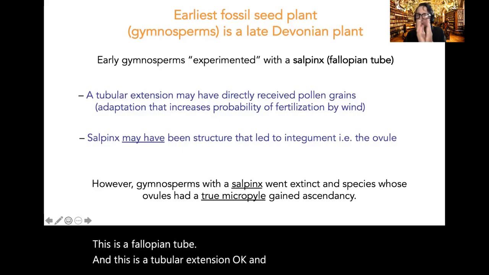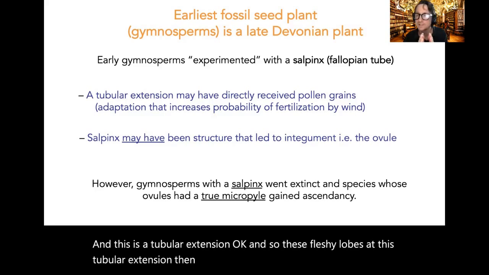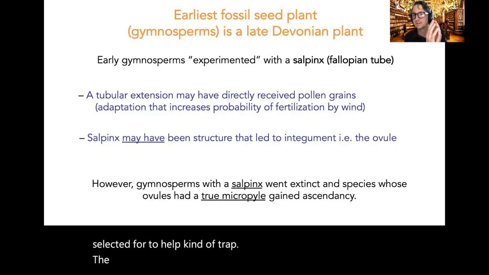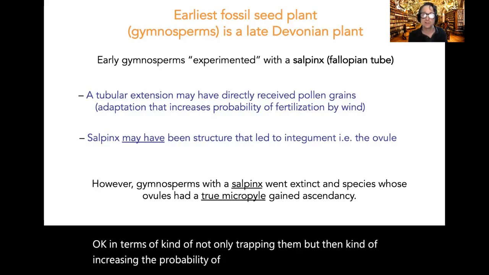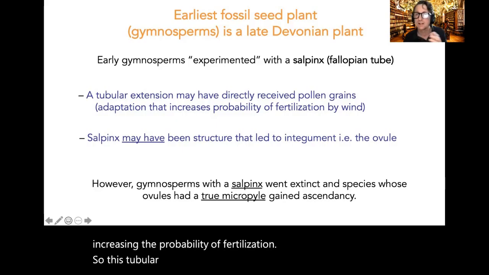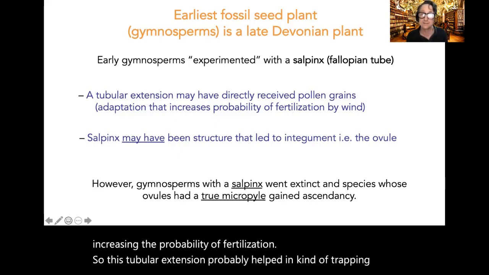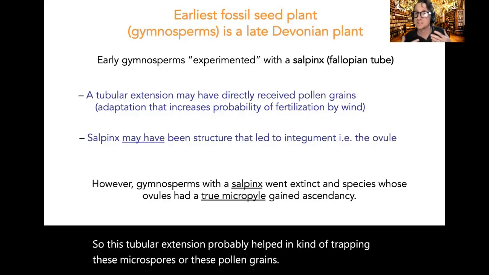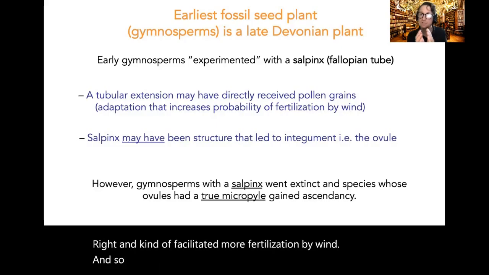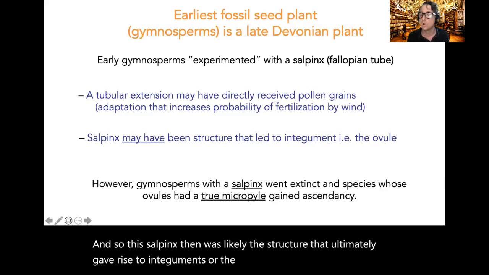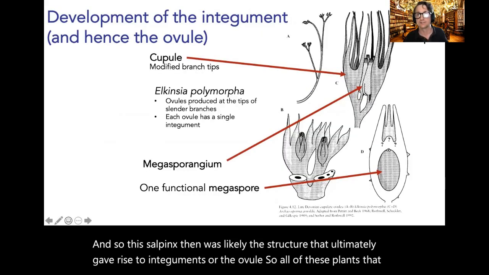And so these fleshy lobes that have this tubular extension on top were likely specific structures selected for to help trap the microspores, not only trapping them, but increasing the probability of fertilization. Okay. And so this tubular extension probably helped in trapping these microspores or pollen grains, right? And facilitated more fertilization by wind. And so this salpinx was likely the structure that ultimately gave rise to integuments or the ovule. Okay. So all of these plants that we know of in the fossil record, they're all extinct.